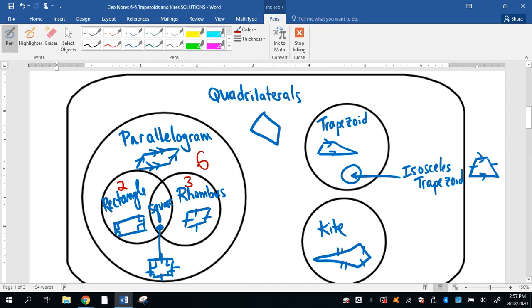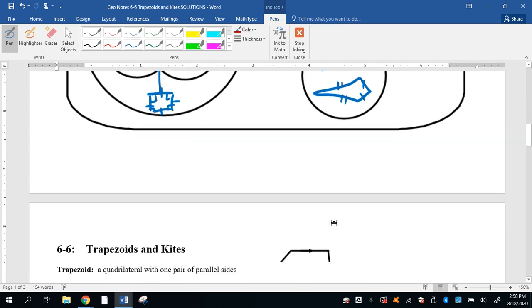A trapezoid, we're going to find out today, has one property. It's just a definition. It's 1 pair of parallel sides. An isosceles trapezoid has 3 properties, in addition to the property of a trapezoid. And a kite has 3 properties. We're going to get to that on the back side. So let's go ahead and do the back side.